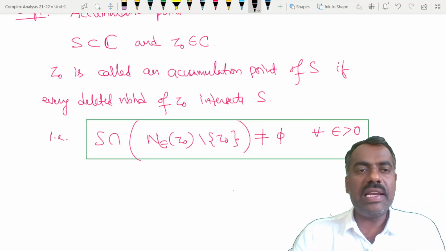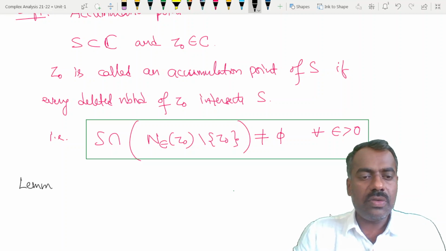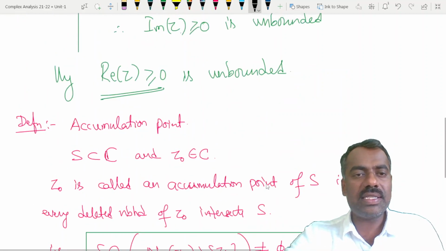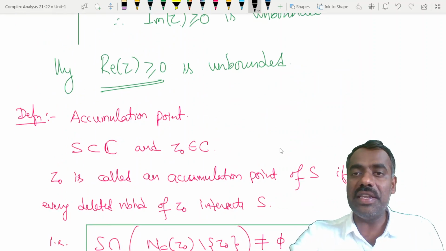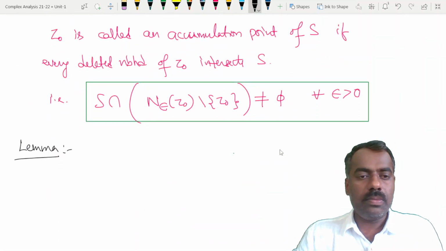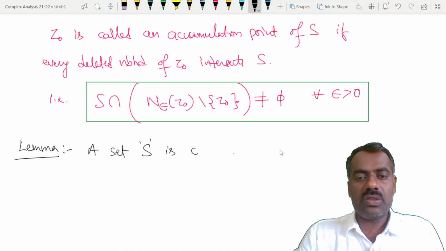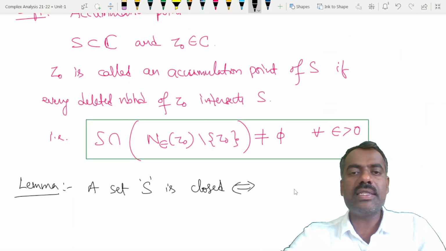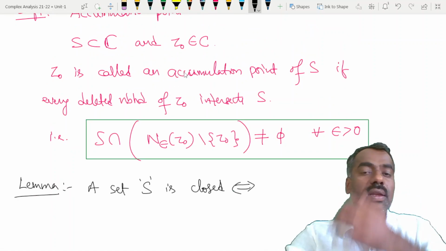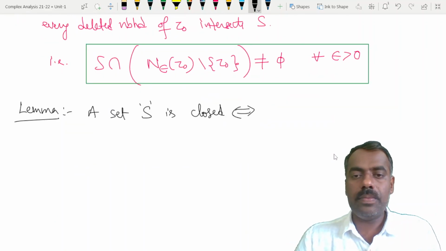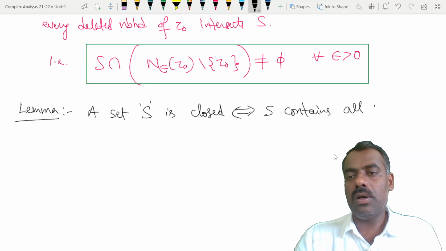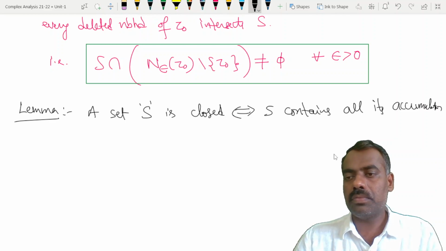Now we will relate open set and closed set using the accumulation point and interior point. So a set S is closed if and only if S contains all its accumulation points.